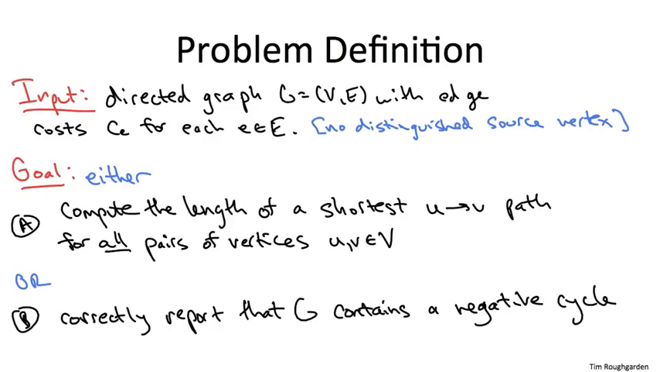In the following quiz, I'm going to ask you, suppose I gave you as a black box a subroutine that solves the single source shortest path problem correctly and quickly. How many times would you need to invoke that black box, that subroutine, to correctly solve the all pairs shortest path problem?